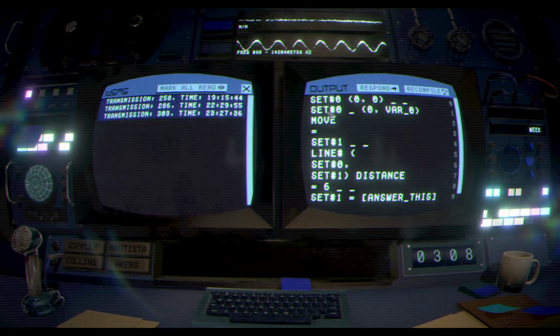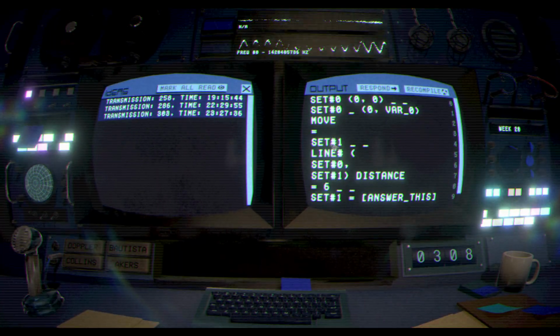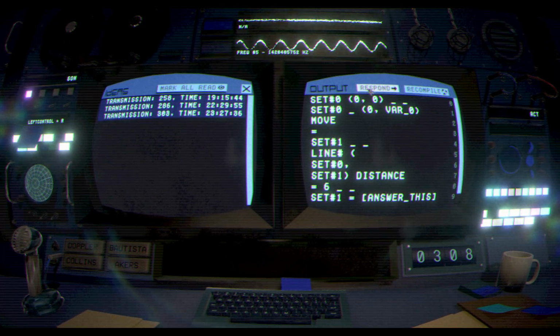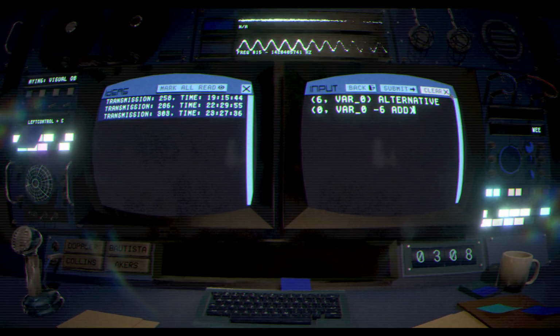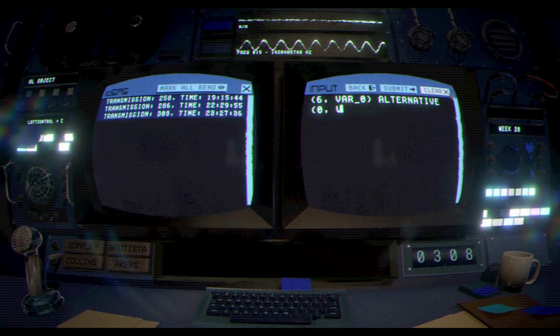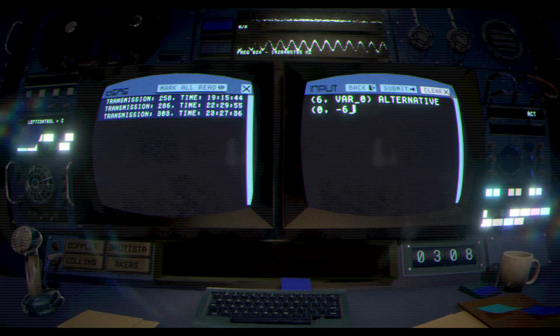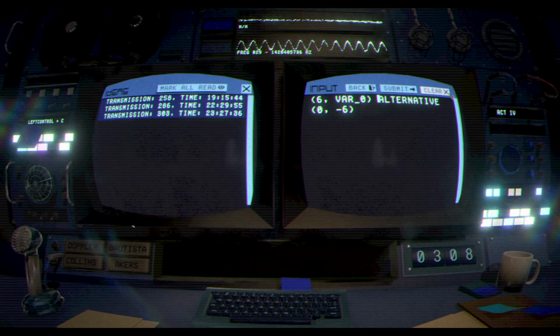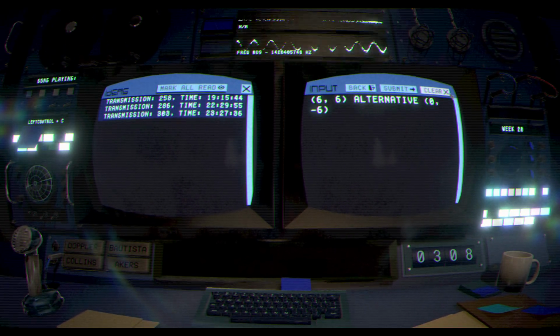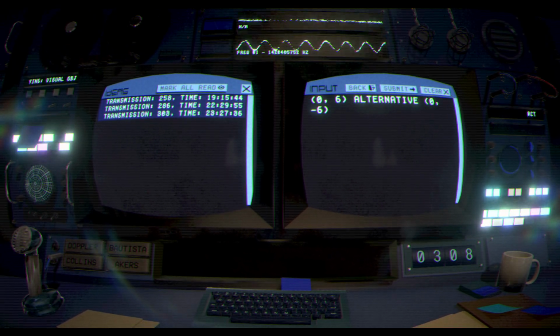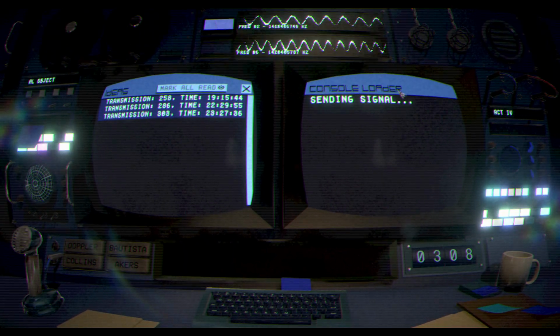Oh, because we're moving this to, and that move is set 1. The set 0 stays where it is. So then we are looking for -6. Or 6. Okay, great job, makers.